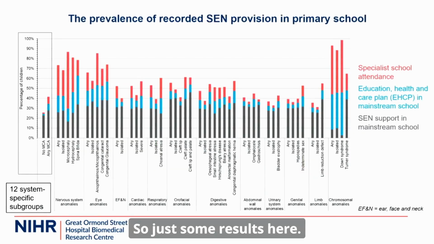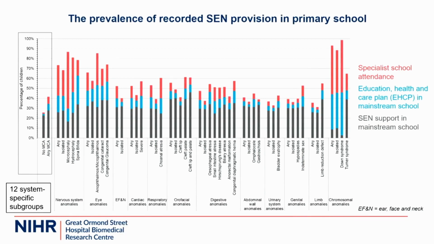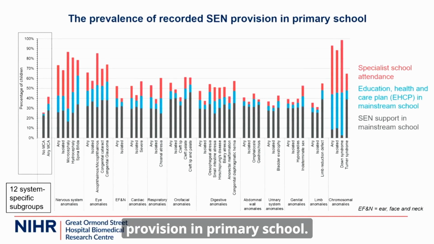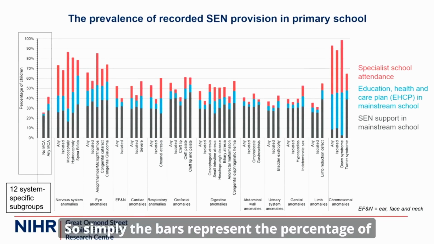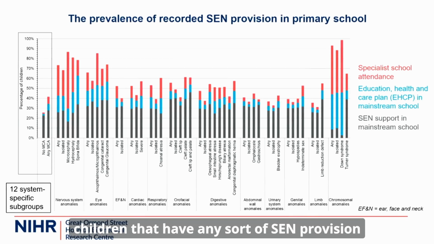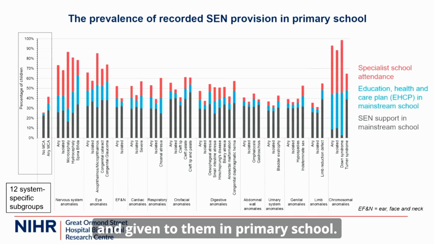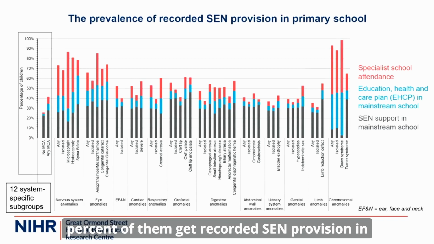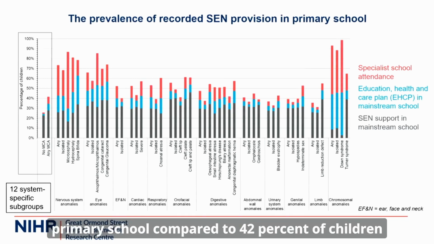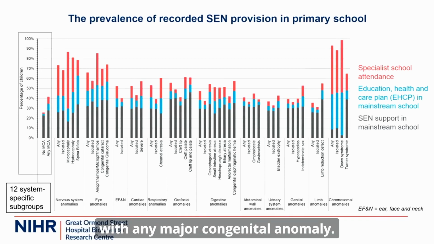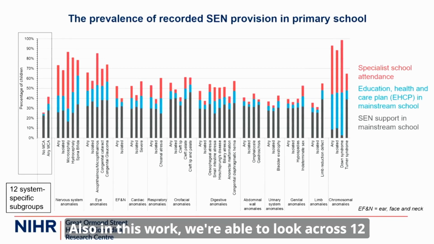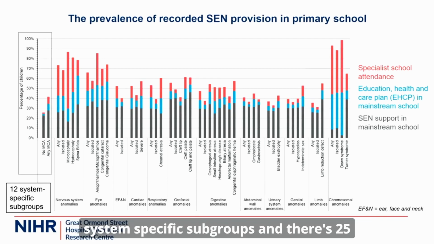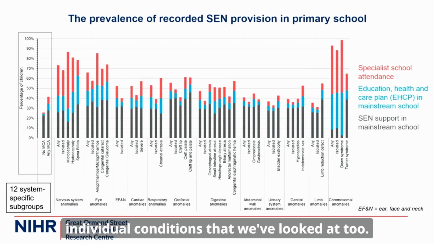So just some results here. This is quite a complex chart, so I'll just start over in the corner. So this is the prevalence of recorded SEND provision in primary school. So simply the bars represent the percentage of children that have any sort of SEND provision given to them in primary school. So children, if we start over here, children with no major congenital anomaly, about 24% of them get recorded SEND provision in primary school compared to 42% of children with any major congenital anomaly. Also in this work, we're able to look across 12 system-specific subgroups, and there's 25 individual conditions that we've looked at too.